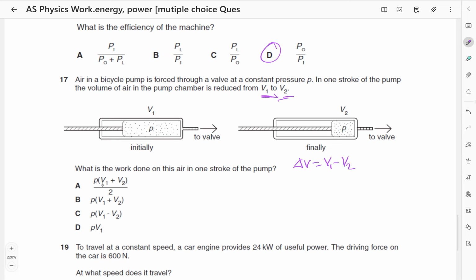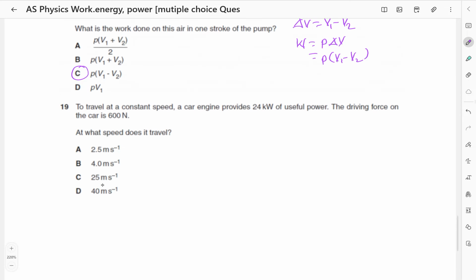What is the work done on this air in one stroke of the pump? Work done due to a gas is going to be pressure times change in volume. So this is pressure times V1 minus V2, which makes the answer C.